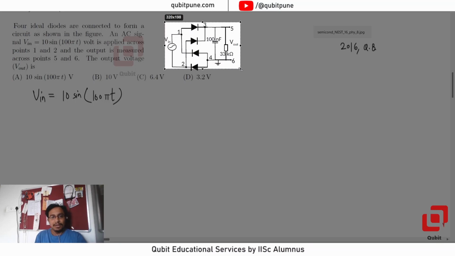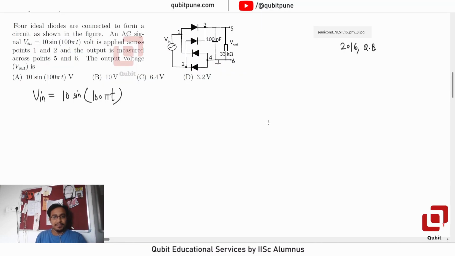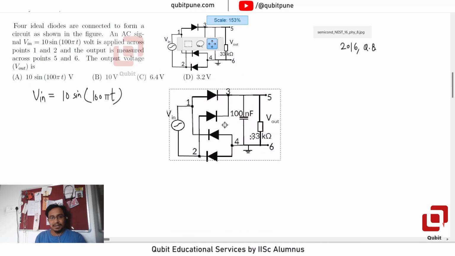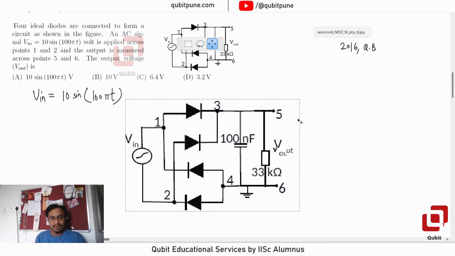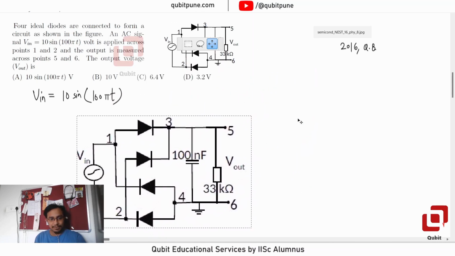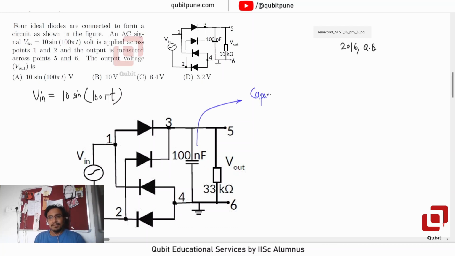Let us now draw it in a slightly enlarged manner, so that we can clearly show the current paths. Now look, this 100 nanofarad capacitor is going to play the role of filter.